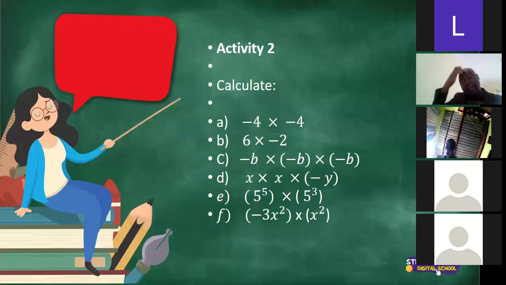Then x squared multiplied by x squared. So remember that x squared times x squared gives you x to the power of 4, because you keep the base and add the exponents. The exponents in this case are 2 and 2. Therefore, x squared times x squared gives you x to the power of 4. And that is the last activity that we have done together.